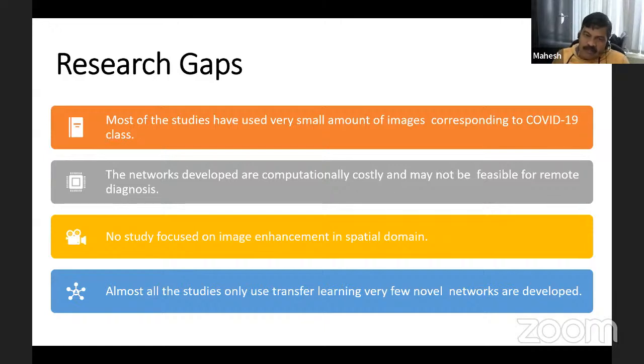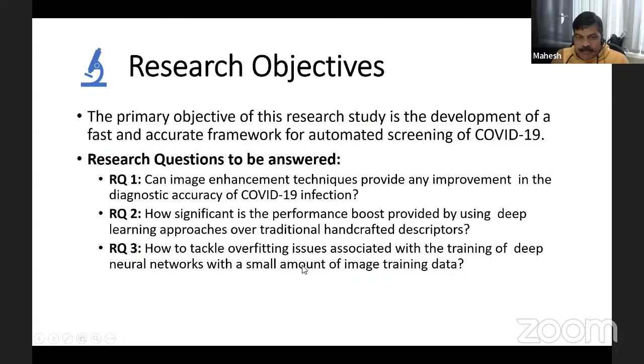So these are the research gaps. You can work in this area if anybody wants to start research. Okay, so research questions to be answered. At that time we targeted these questions. First is, can image enhancement technique provide improvement in the diagnostic accuracy?